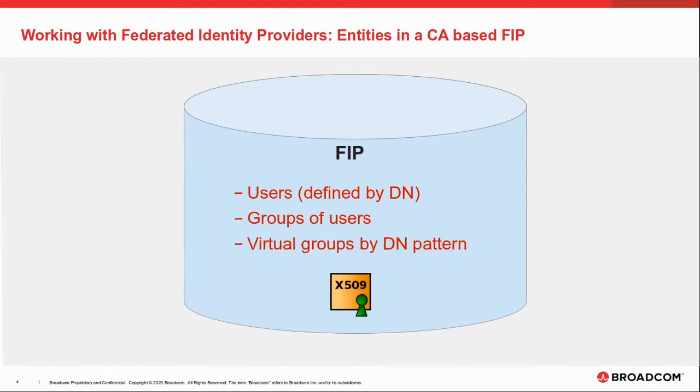And finally, we have virtual groups, and virtual groups use a pattern match on the distinguishing name of a certificate to match it to a group. So with a virtual group, you don't need to explicitly declare users. You simply declare a pattern to match to their DN, and you end up with an authentication to a group if the DN in the certificate subject matches.